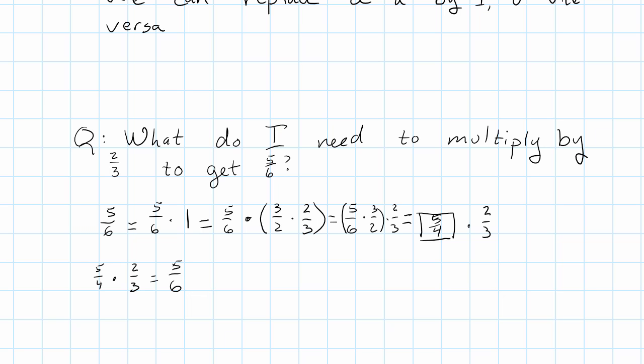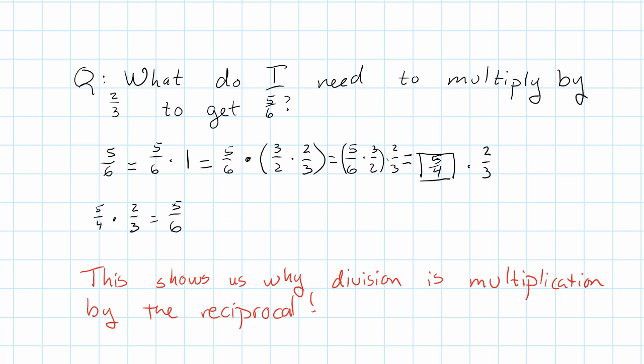Oh, hey, you know what I just noticed? This line of reasoning shows us why division ought to be multiplication by the reciprocal. That is, why division ought to be multiplication by the multiplicative inverse. Why? Well, we want to find out what we need to multiply by 2/3 in order to get 5/6. We know that we can multiply 5/6 times 1 and get 5/6. So that's multiplying 5/6 times 3/2 times 2/3.